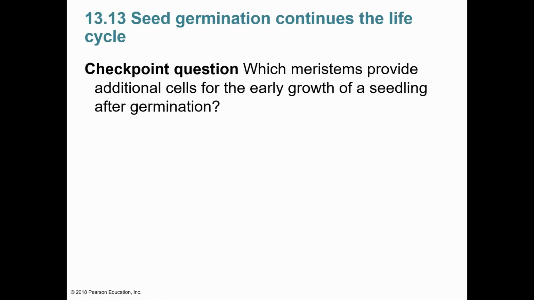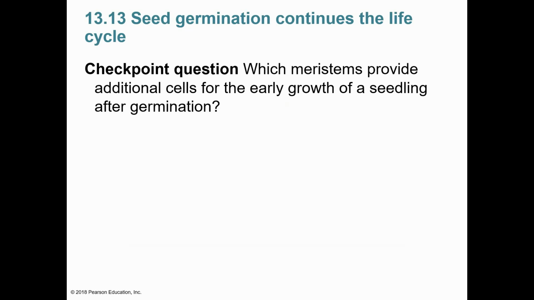Alright, so which meristems provide additional cells for the early growth of a seedling after germination? And so that will require you to remember what type of meristems we have learned about, are generally studied. And so the meristems are the apical meristems, and there are the axillary or side bud meristems, along with meristematic tissue in the vascular and the cork cambium.